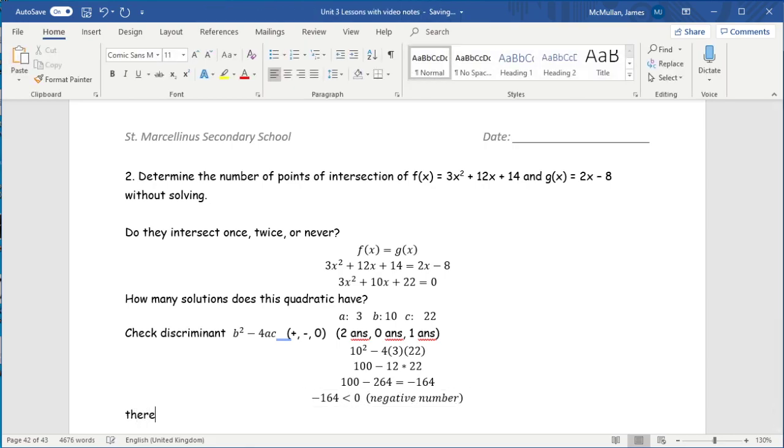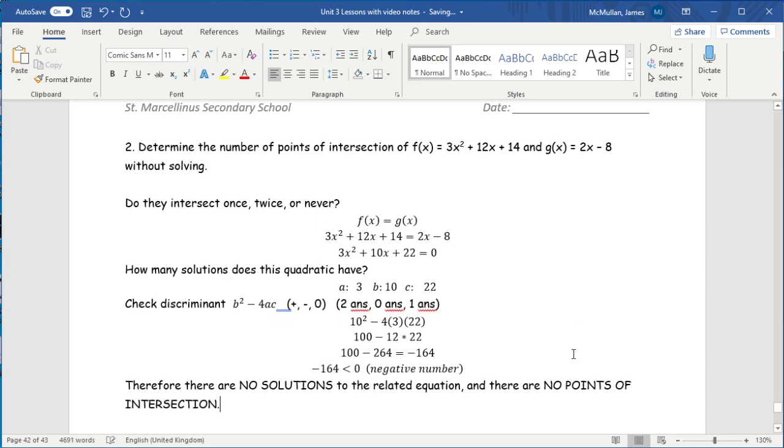Therefore, there are no solutions to the related equation, and there are no points of intersection. In other words, these two things never meet. So let's draw them and confirm what we just did.